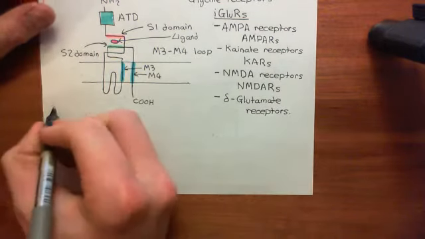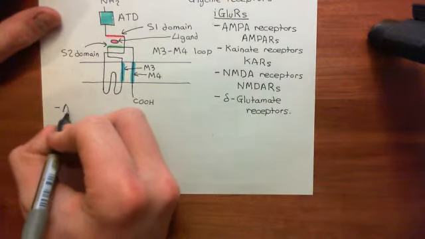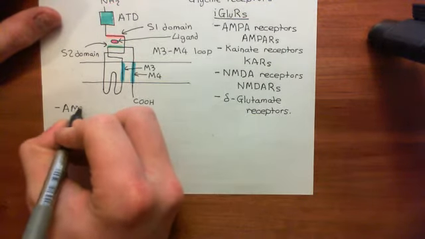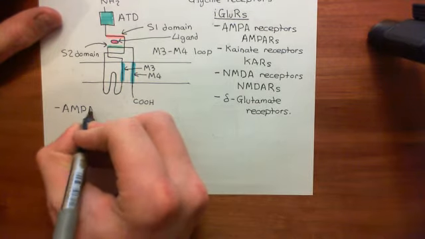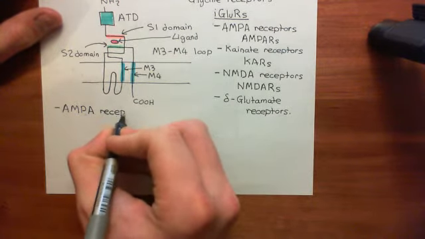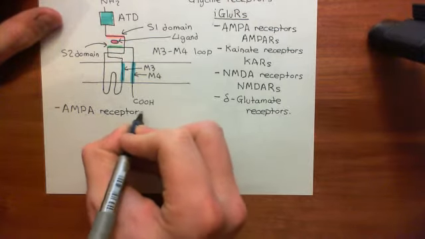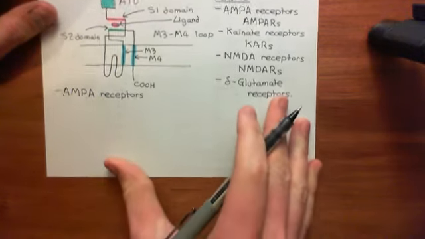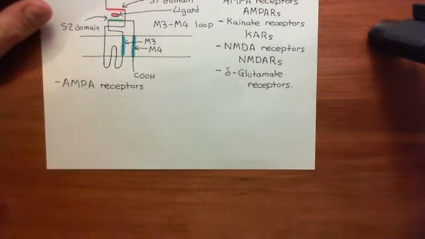So let's start by discussing the AMPA receptors. I won't tell you what AMPA stands for at the moment; I'll tell you right at the end. AMPA is basically an artificial agonist for these receptors. It's a synthetic agonist, but we'll discuss that later on.